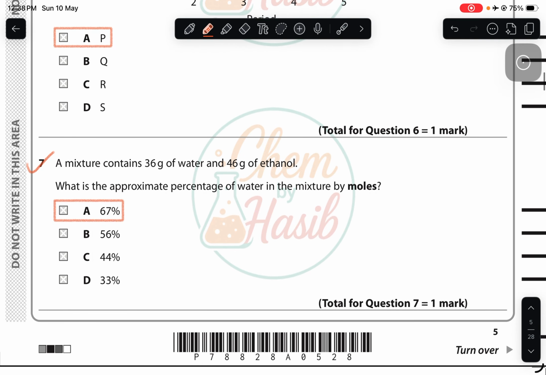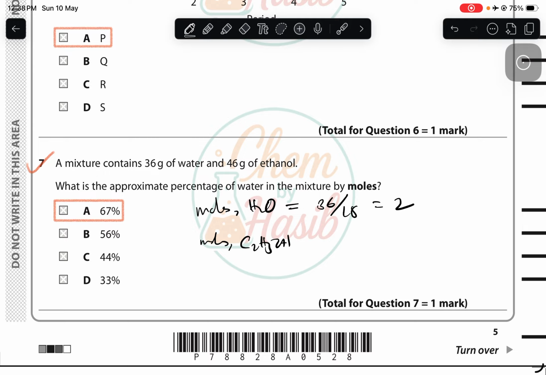Question number 7 says, approximate percentage of water in the mixture by the number of moles. So you need to find the number of moles of both. Moles of water will be 36 divided by 18, which is 2. Moles of ethanol is 46 divided by 46, which is 1. So 18 is the molar mass of water and 46 is the molar mass of ethanol. By dividing the masses by the respective molar masses, it gives you the number of moles, right?